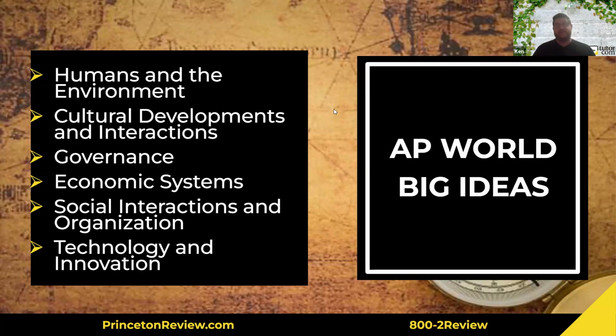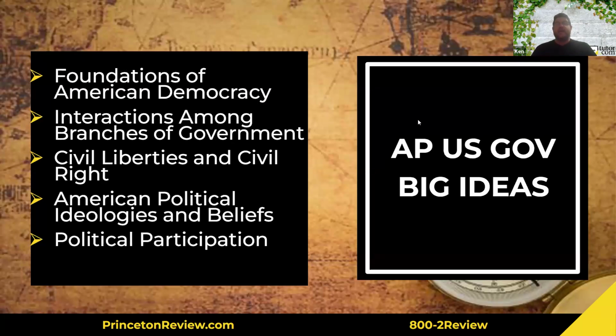The AP World big ideas, these zoom out even more, right? So how different groups of developing human cultures interacted with the environment, how the culture of those groups developed over time, the different governance that was formed in regions of the world like Asia, the Middle East, and Africa. What were the different economic systems that developed? What were the different ways society was organized and how different classes interacted? And finally, again, technology and innovation. So I think we get the idea. I won't keep making the same point on each one of these.